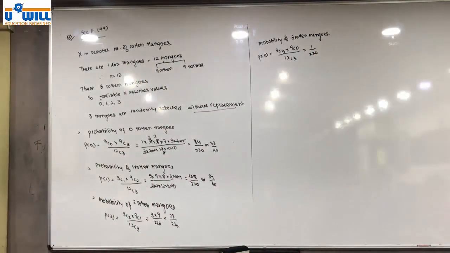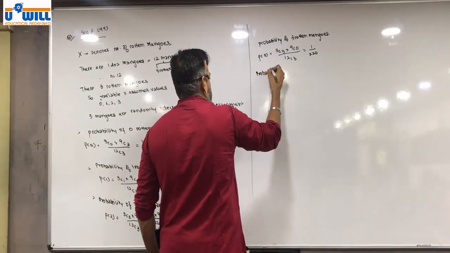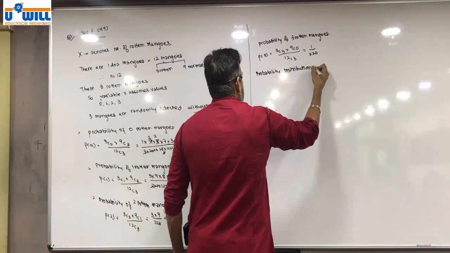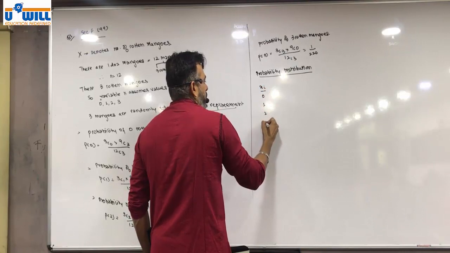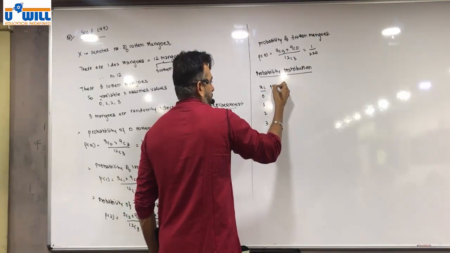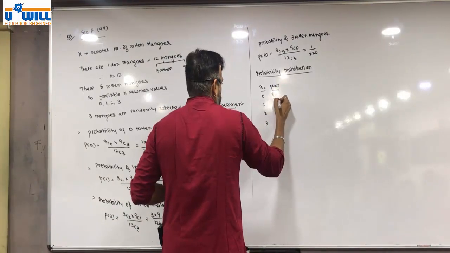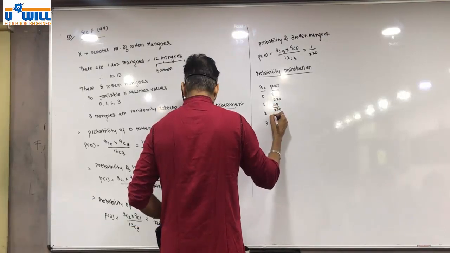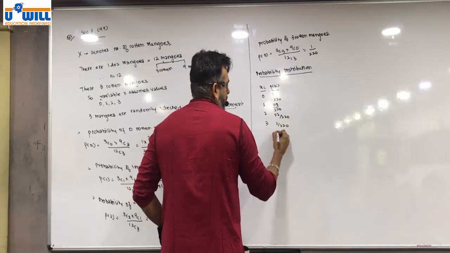Now over here we have to find the expected value and variance. So the probability distribution: Xi is 0, 1, 2, 3. P of Xi is 84 by 220, 108 by 220, 27 by 220 and 1 by 220. The total is one.